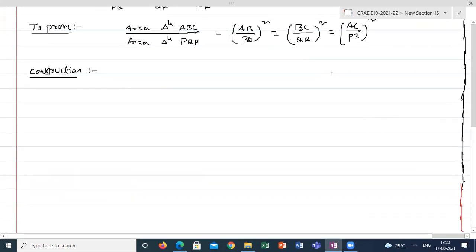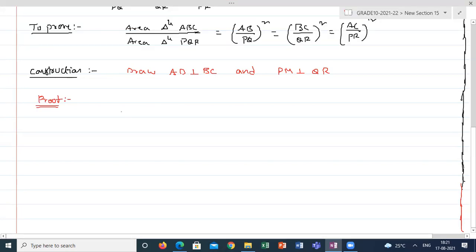Yes, sir. Now, I am taking the ratio of the areas, constructions. What is the construction I took to calculate the area? Draw AD perpendicular to BC and PM perpendicular to QR. Then proof. My aim is I have to prove the ratio of the areas is equal to the square of the corresponding sides.